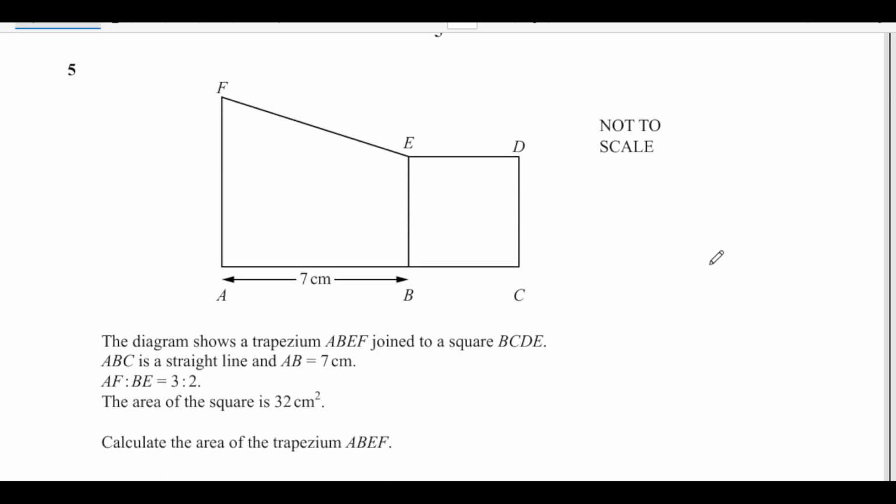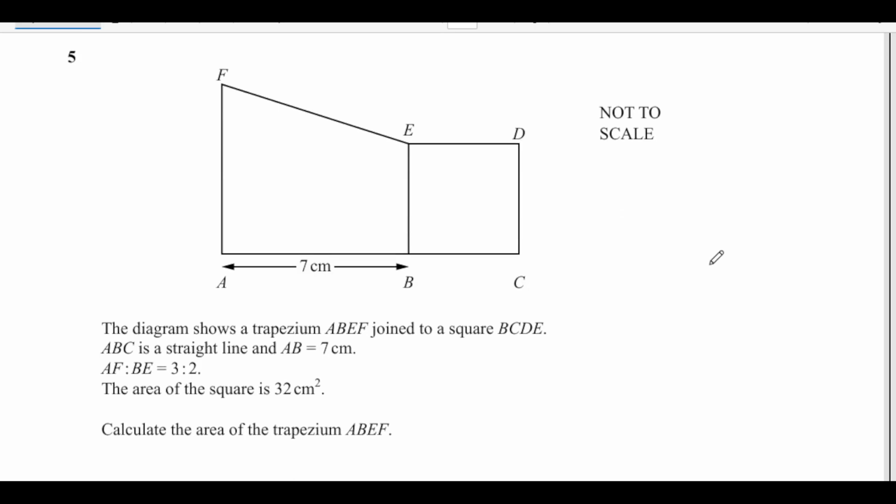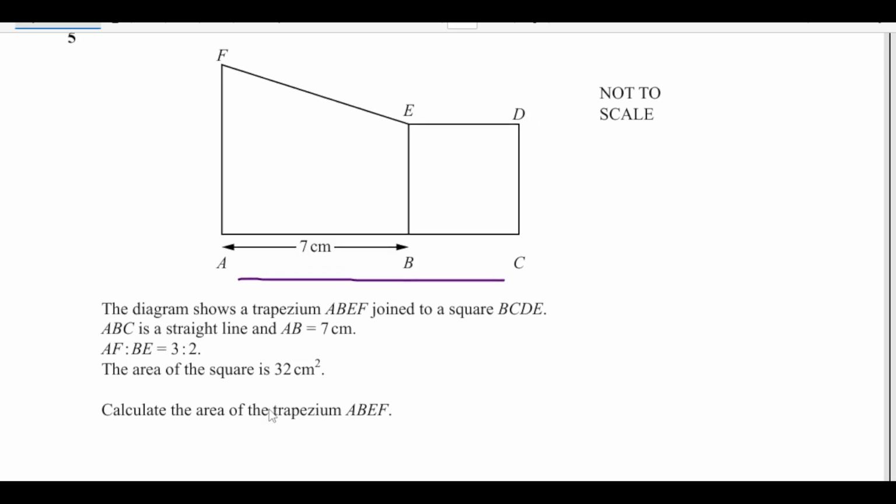Question number 6, we have a diagram here. The diagram shows a trapezium ABEF, joined to a square. BCDE is a square, ABC is a straight line, and AB is 7. The ratio of AF to BE is 3 to 2, and the area of the square is 32. Calculate the area of the trapezium.